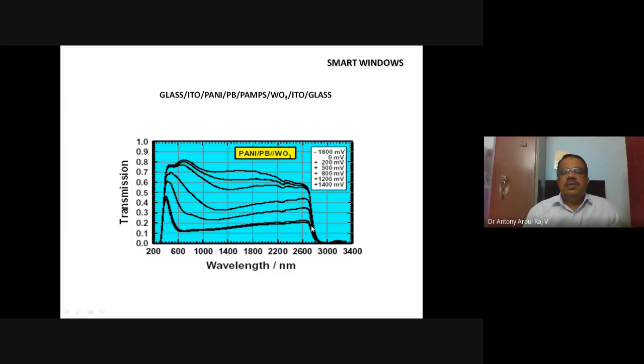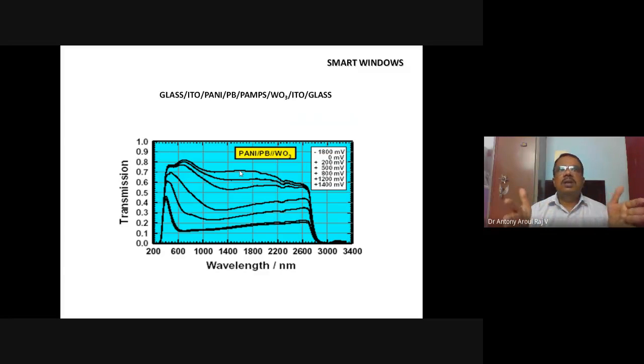Starting from a low voltage, I am increasing the voltage in millivolts, and you find the transmissivity is increasing. That is what is required for us. If you are able to allow the light into the building in steps, then it is good for us. So what you have to do is just change the voltage. By changing the voltage, you can change the light allowed into the building in steps.